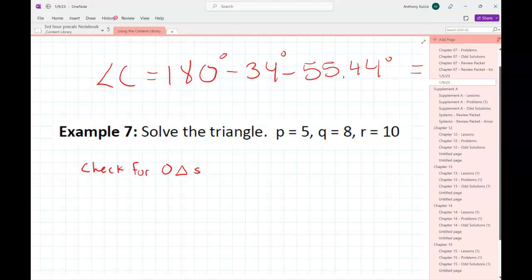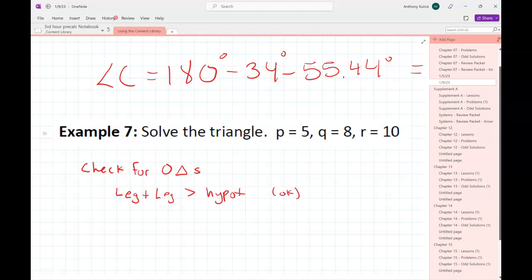But you can have a 1, 1, 1 triangle. That's the equilateral. The largest side length squared has to equal the two smaller side lengths squared and added. No, no squaring. So leg plus leg has to be greater than the hypotenuse. That's it. So that's okay. This is good.